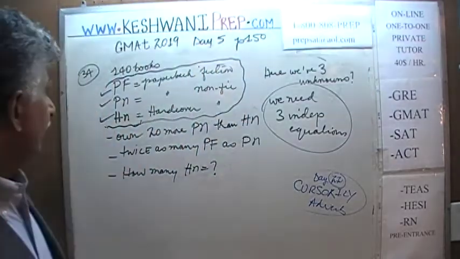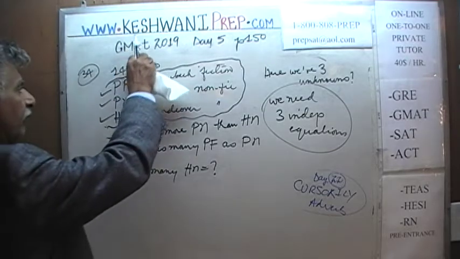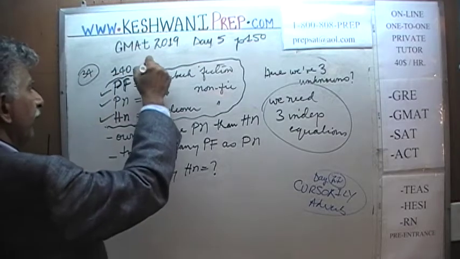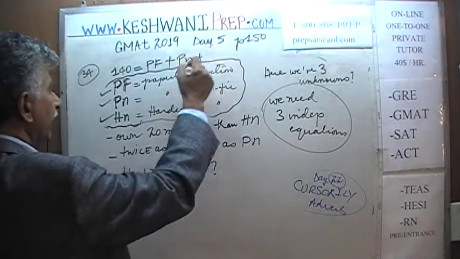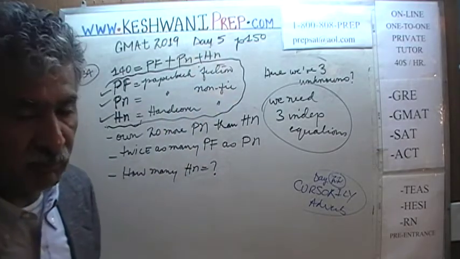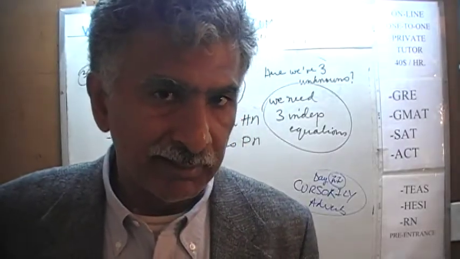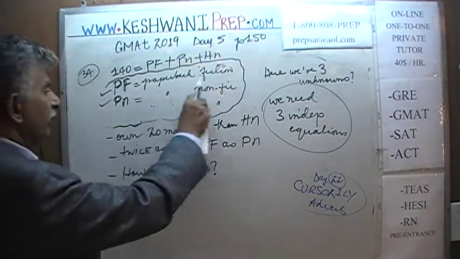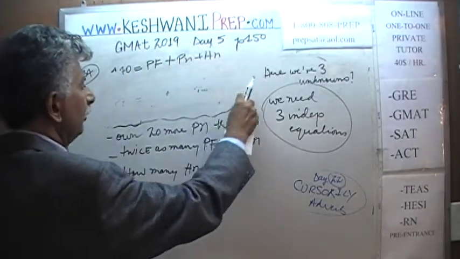Can you see it? Here's the first equation right there. Total number of books that we have is 140. So that tells us the first equation: 140 must equal the number of paperback fiction that we have plus the number of paperback nonfiction that we have plus the number of hardcover nonfiction we have. The problem tells us that those are the only three types of books we have: paperback fiction, paperback nonfiction, and hardcover nonfiction. So that's our first equation. One down, two to go.